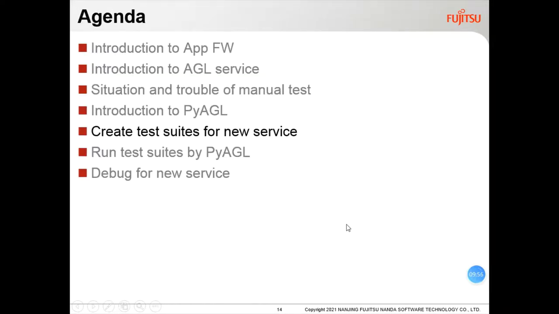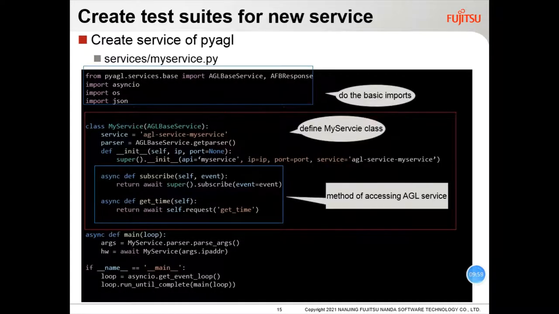Now let's write these files. Step 1. You should create the service of Pyagl, which is named myservice.py, under the services directory. At the beginning, you should import some basic packages like this. Then you should define the my service class as a PyService. This part is the my service class.